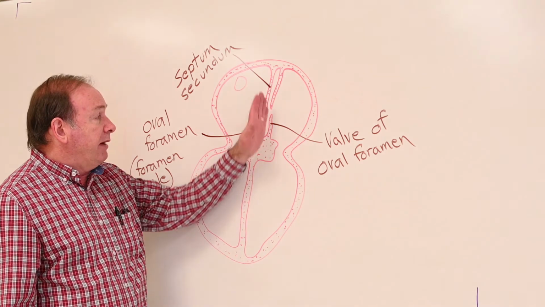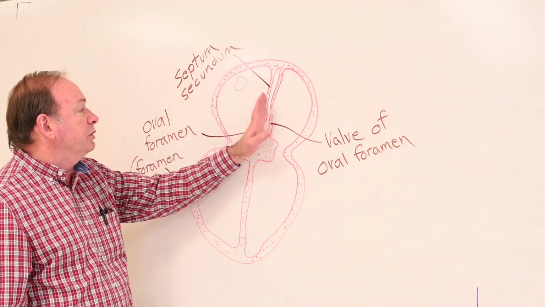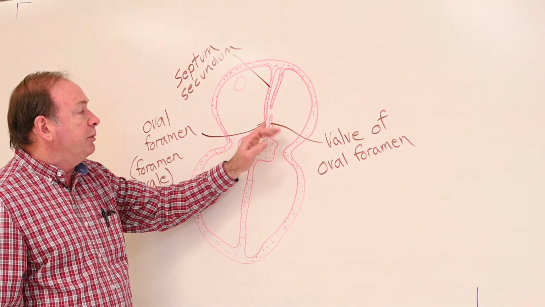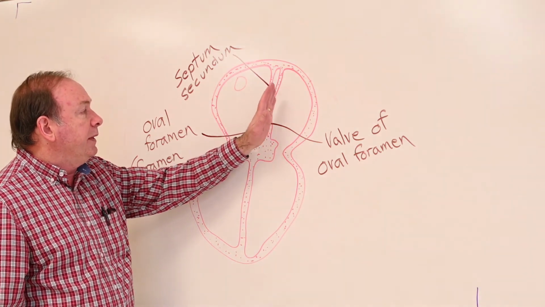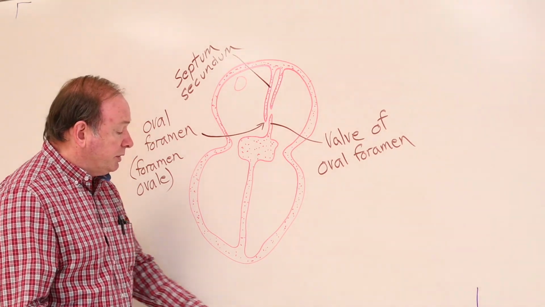And so, like I say, after birth, this will completely fuse together through here between the septum secundum and the base of that septum primum here, so that the right and left chambers should eventually work as separate chambers.